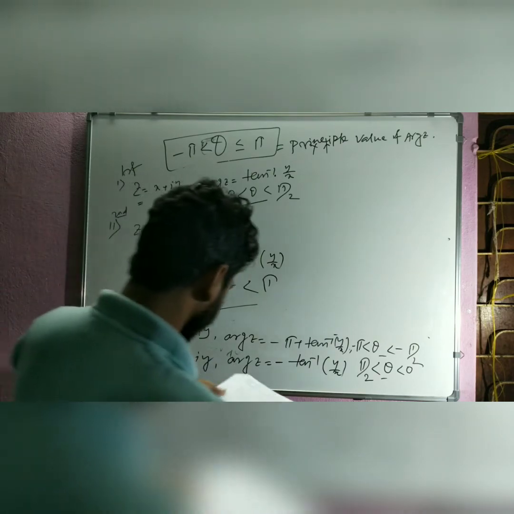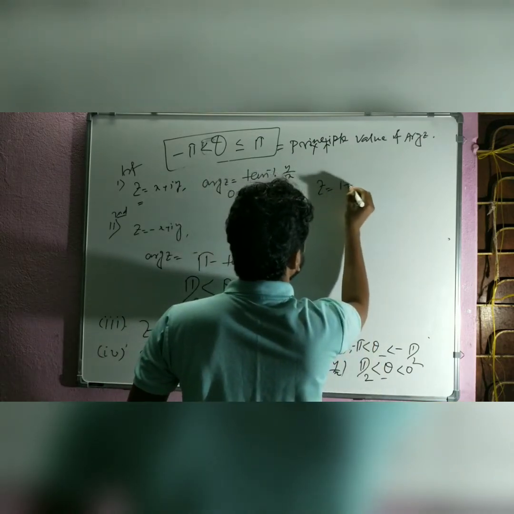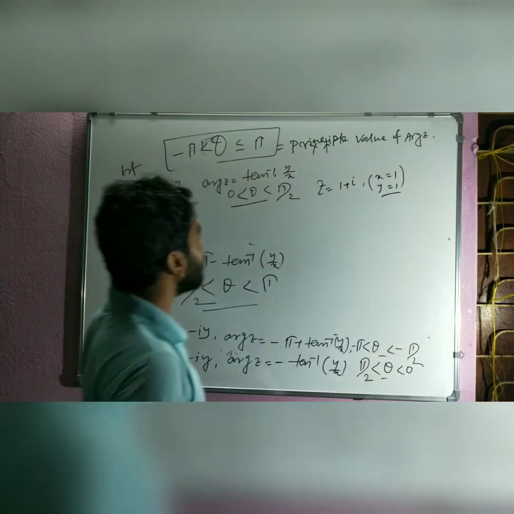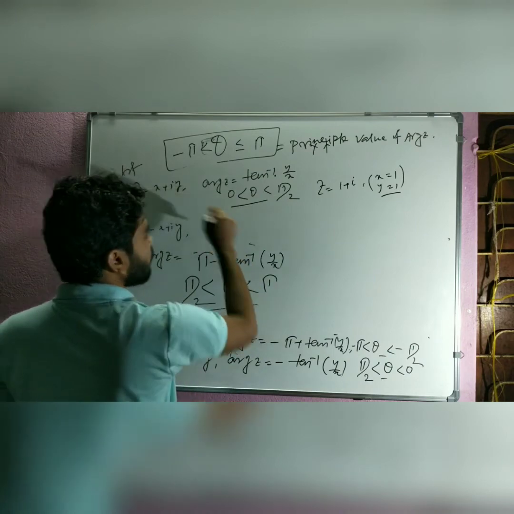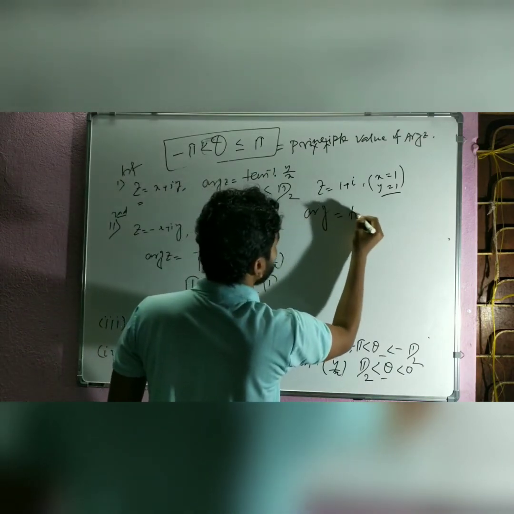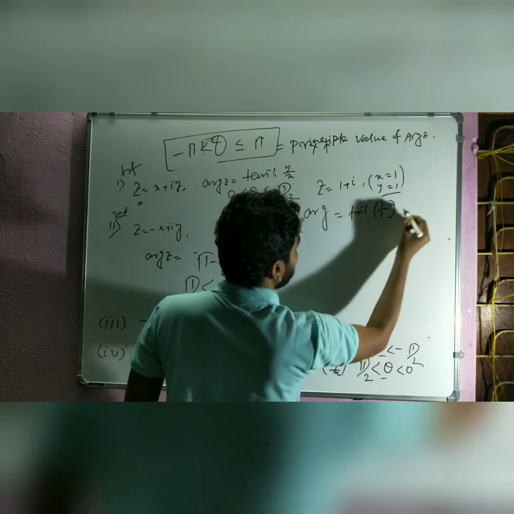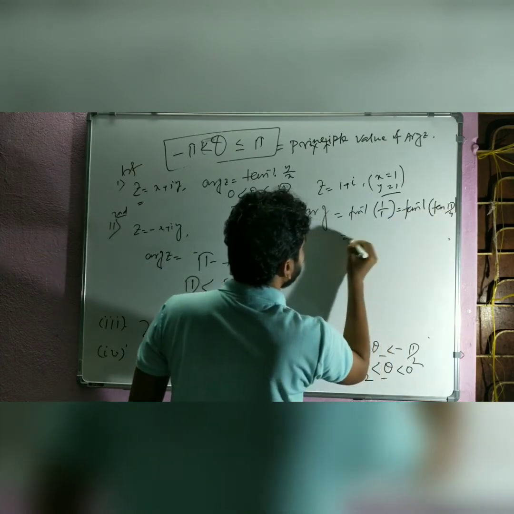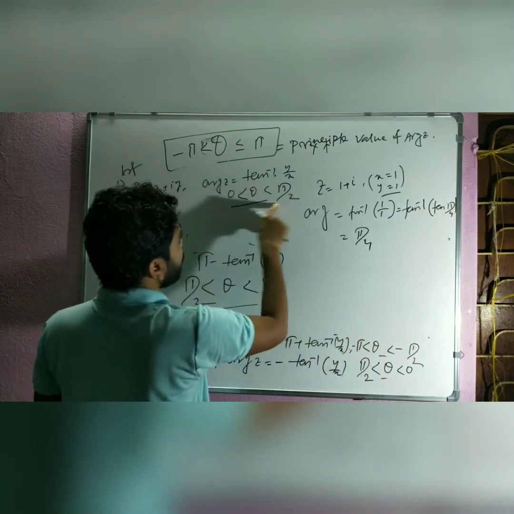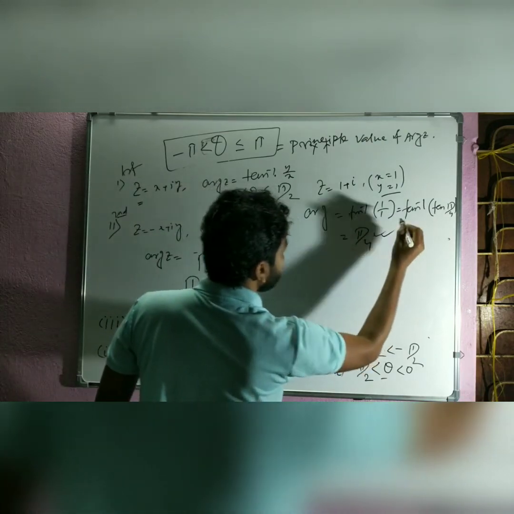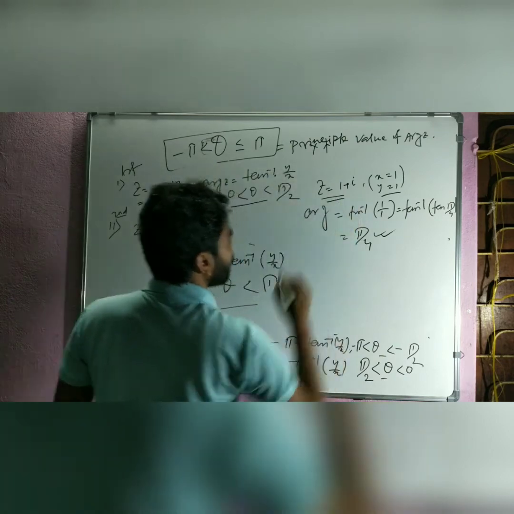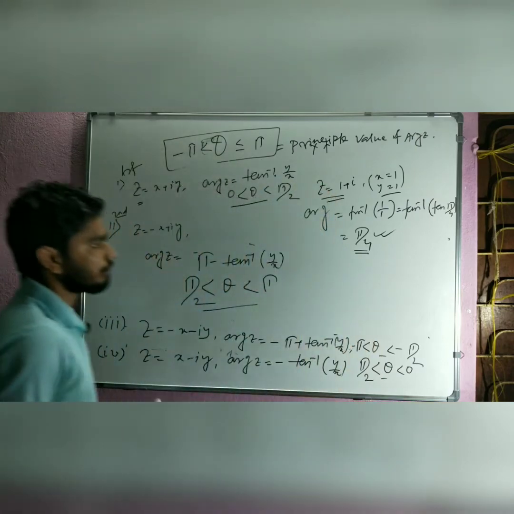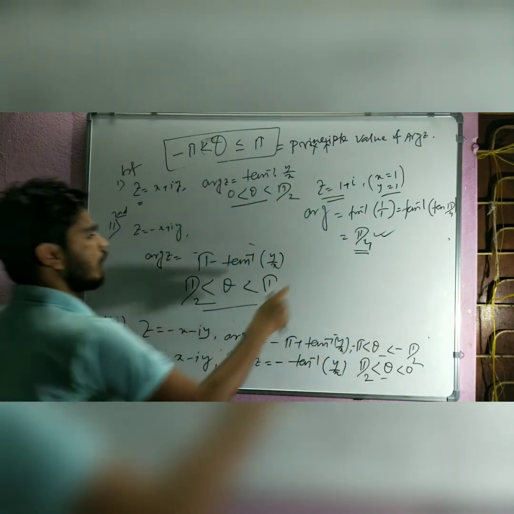Example: suppose z equal to 1 plus i, x equal to 1 and y equal to 1. This is the first quadrant. Apply the first formula, that means argument z equal to tan inverse 1 by 1, equal to tan inverse tan pi by 4, equal to pi by 4. Pi by 4 lies between 0 and pi by 2. That means pi by 4 is the principal value of argument z.